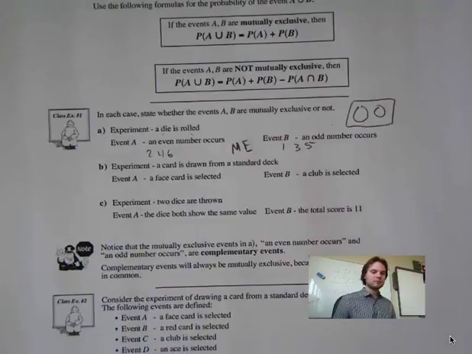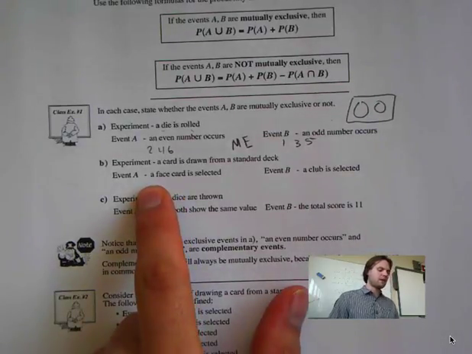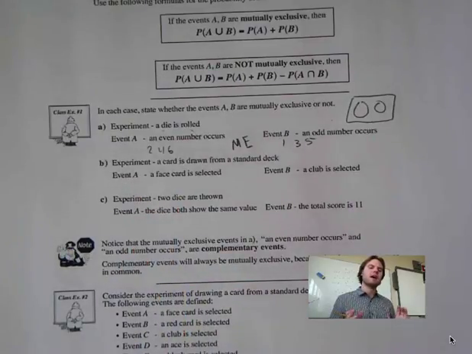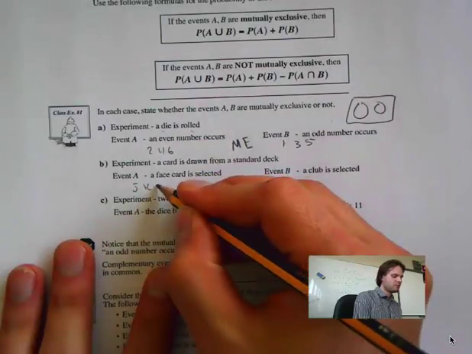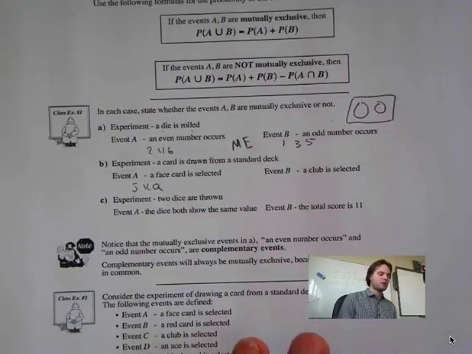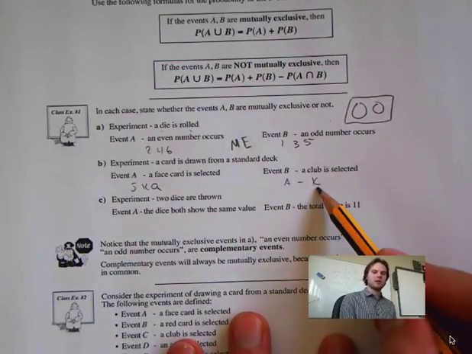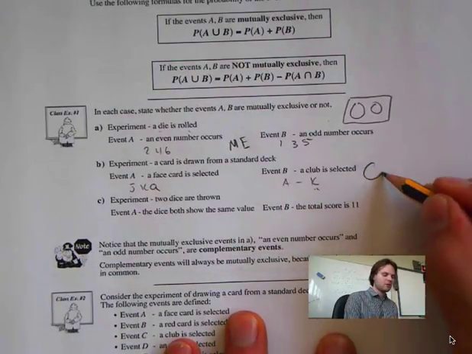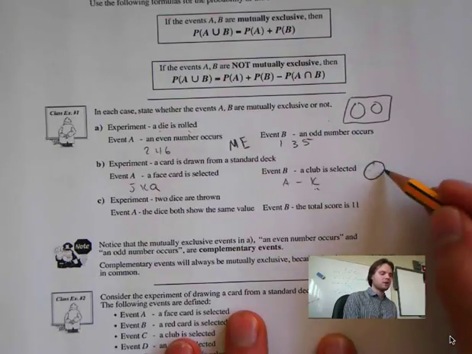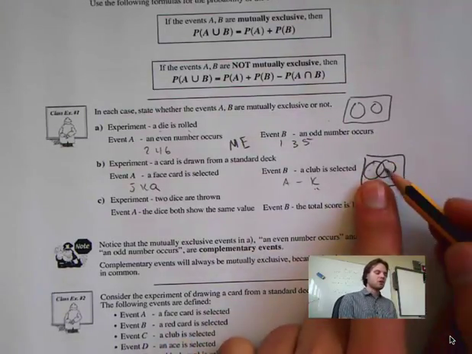Next one says, in an experiment, a card is drawn from a standard deck of cards. Event A says we want a face card. So we're looking at the probability of getting a face card. Well, that's Jack, King, or Queen. Then it says a club is selected. Well, in clubs we have an ace all the way to king. Isn't there a Jack, King, and Queen in clubs? So if I was to make a little Venn diagram for this, I would have my Jacks, Kings, and Queens here, but some of those are also clubs, right? Some of them are clubs. So I have this or this.